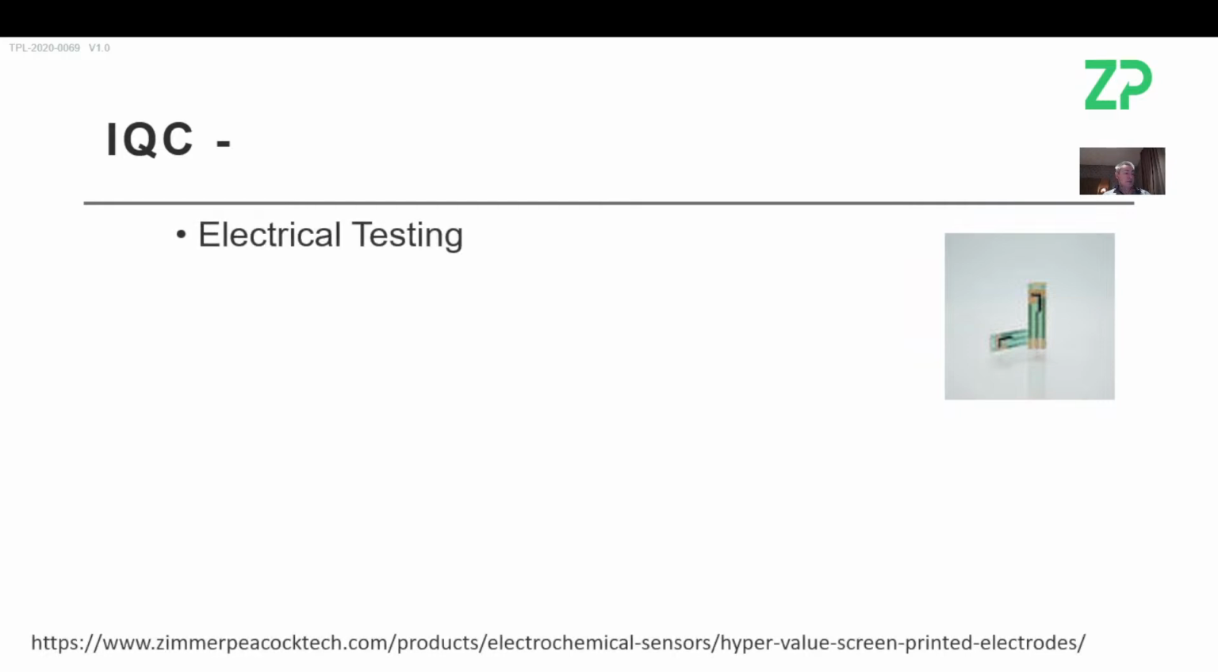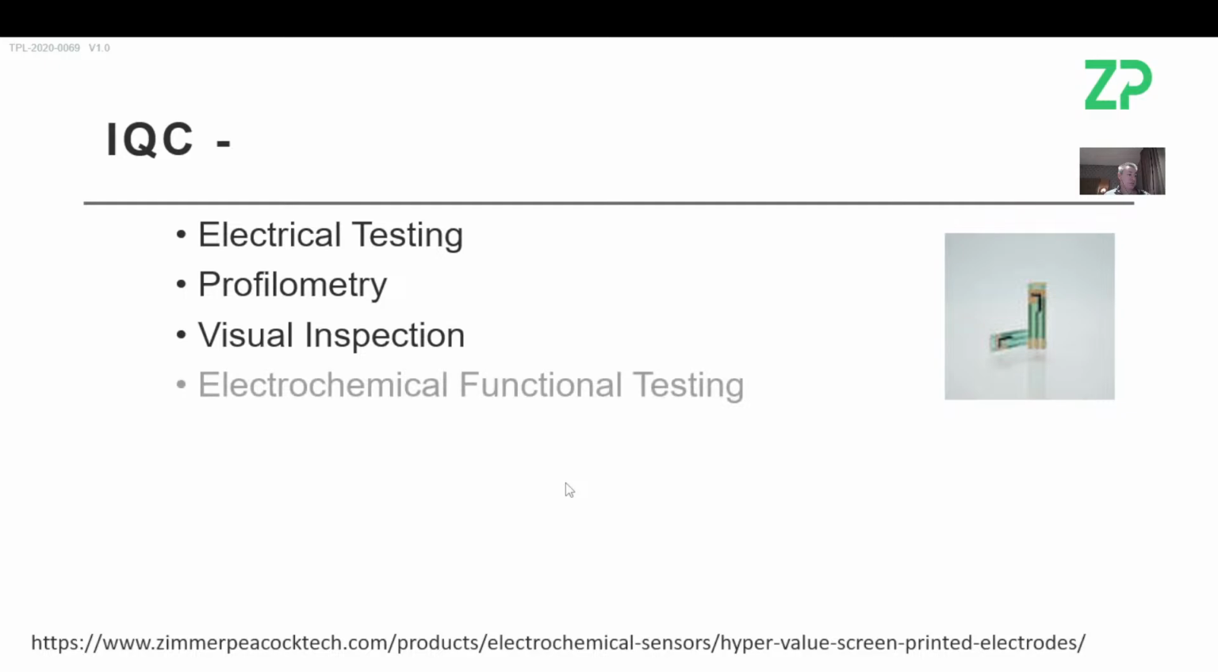Talking about IQC, so let's say some materials were coming in and the electrodes were coming in from elsewhere. The IQC that you could do is electrical testing. I have a slide on it. You can do profilometry. I have a slide on it. Visual inspection. I have a slide on this. And electrochemical functional testing, and I do have a slide on this as well. Electrodes.